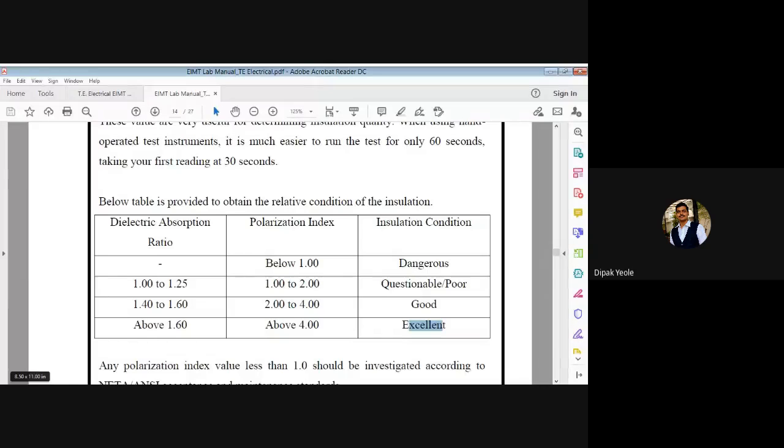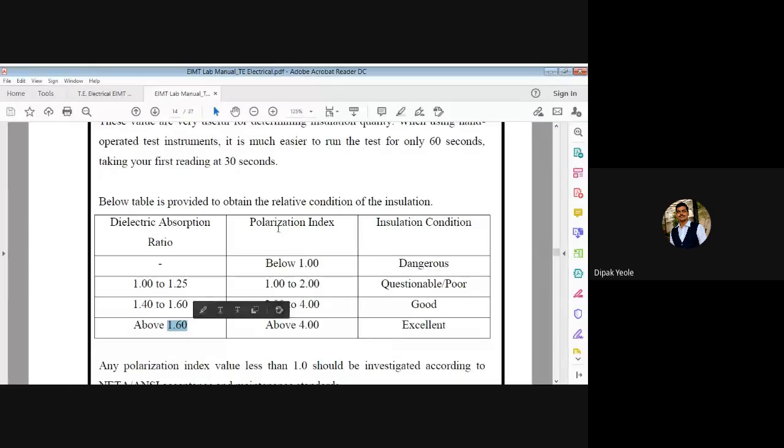Which insulation condition shows the excellent condition? They ask you: the instrument which we are using for 5 years, option 1, or the instrument which you have purchased just now. So in that way, you have to answer the instrument which you have just purchased. That instrument can show this particular value beyond 4, beyond 1.60. So this is the standard table.